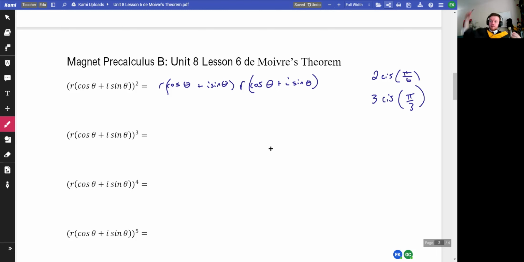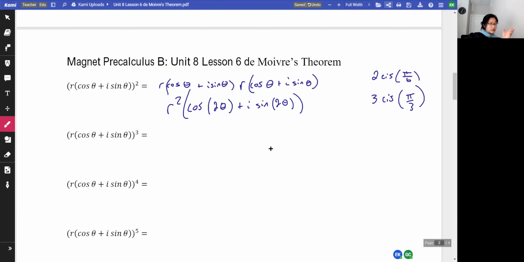So if I'm going to multiply two complex numbers, what do I do with their magnitudes and what with their angles? Multiply the magnitudes, so we get r squared, and the angles get added together, so 2 theta. R squared times cosine 2 theta plus i sine 2 theta. Boom. What if I multiply by r cosine theta plus i sine theta again? Then you take what you had and multiply by r again, so you get r cubed, and you add another theta, so you get cosine 3 theta plus i sine 3 theta. And I think the pattern continues.